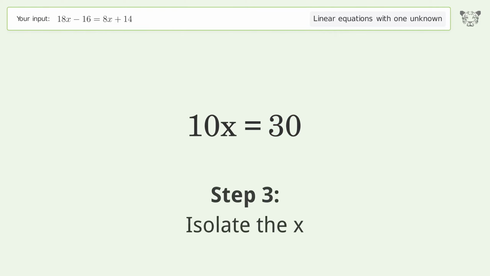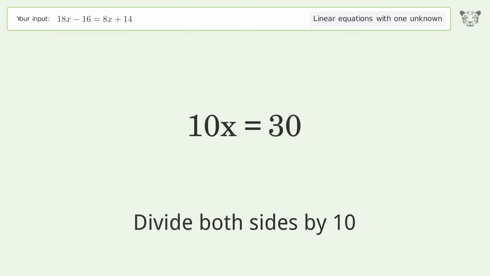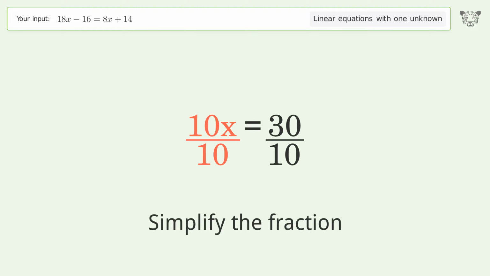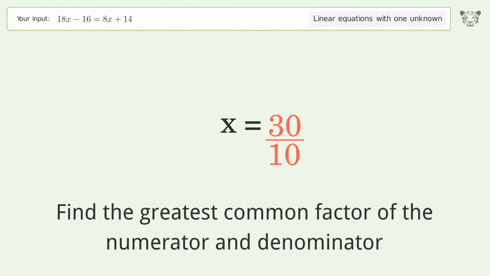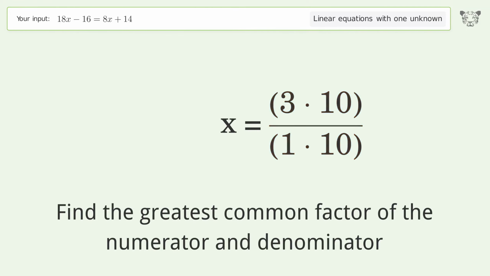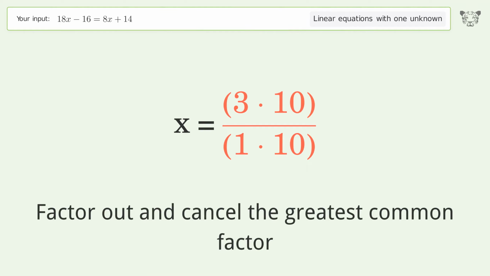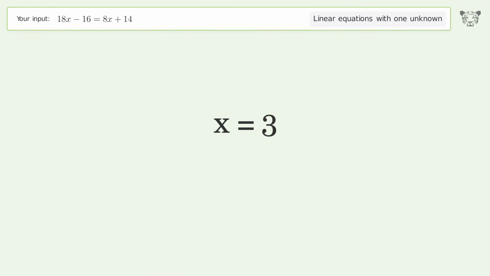Isolate the x. Divide both sides by 10. Simplify the fraction. Find the greatest common factor of the numerator and denominator. Factor out and cancel the greatest common factor. And so the final result is x equals 3.